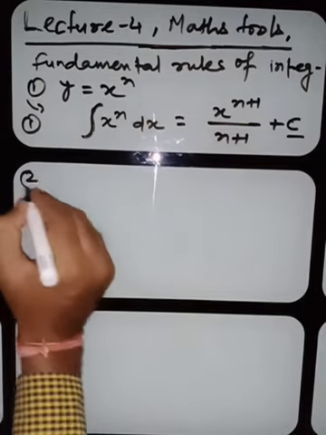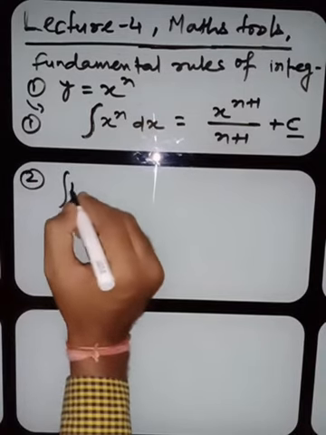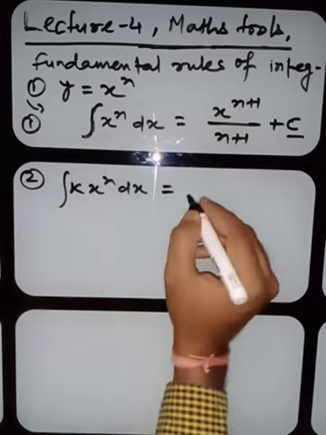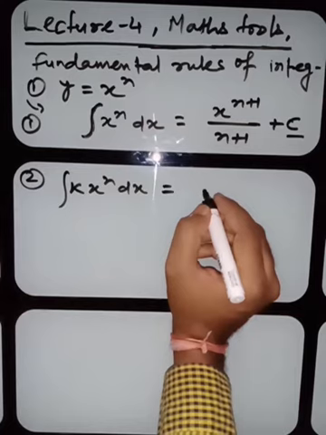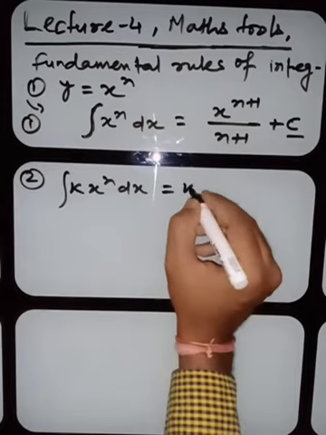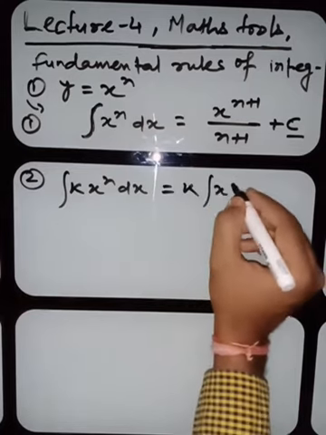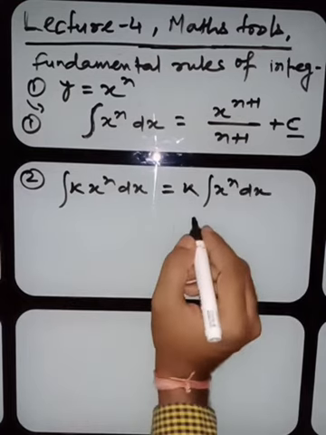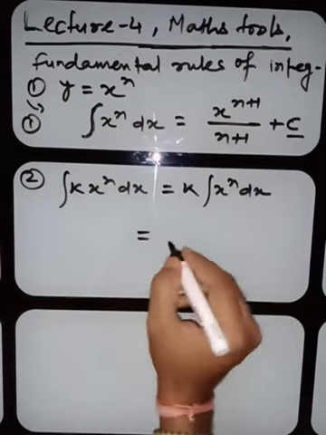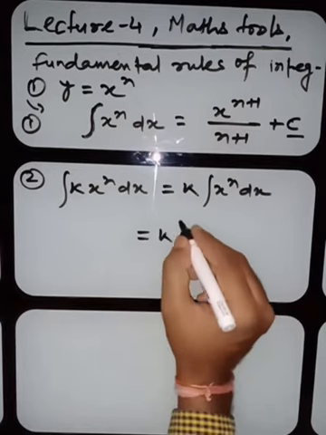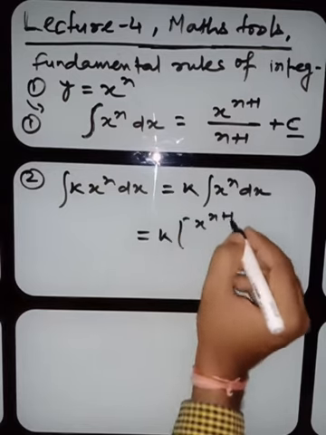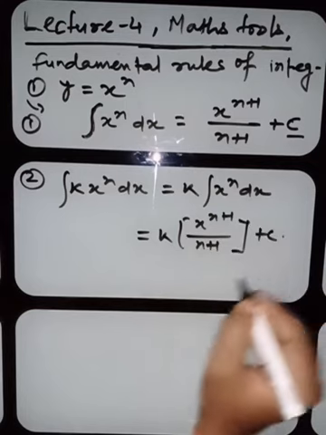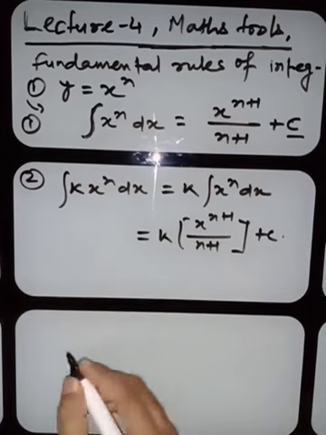So the second rule, my dear students, if it is k x to the power n dx, where k is constant, then what will be the integration? Again, here in integration, we keep this constant out. So x to the power n dx we can write. Now I hope you can write the answer: k times x to the power n plus 1 divided by n plus 1, plus a constant. Alright, so this is the formula.